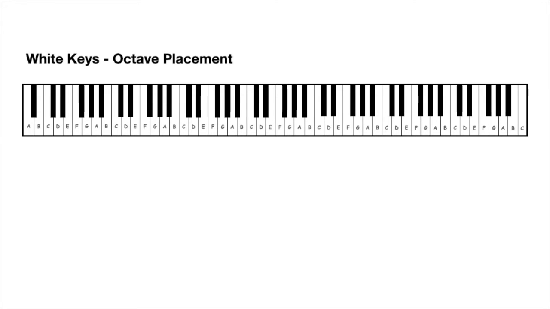Let's name all the C's first. The lowest C on the piano is C1. Then comes C2, C3, C4, which is the middle C, C5, C6, C7, and lastly, C8, the highest C on the piano.